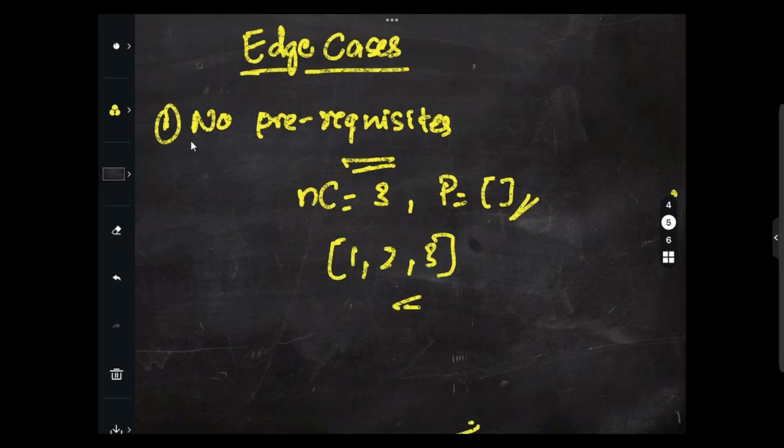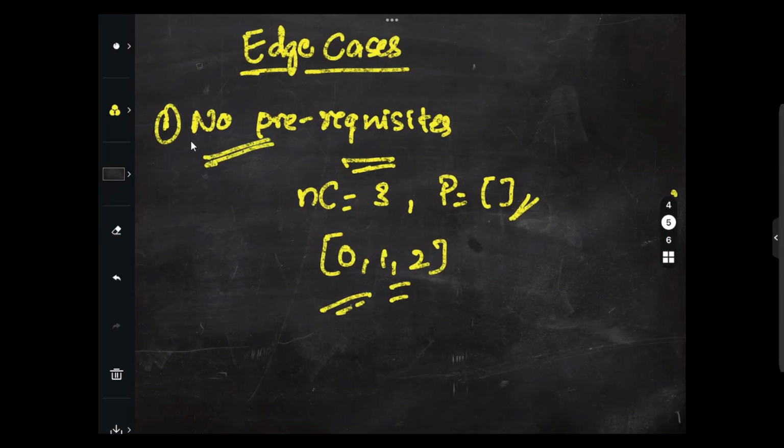Sorry, 0 we have to consider, right? So in this case, the output will be 0, 1 and 2, because we can go with any order. If you have got 1, 2, 0, it doesn't matter. Order doesn't matter. We just have to return a valid order. So any order is valid here.